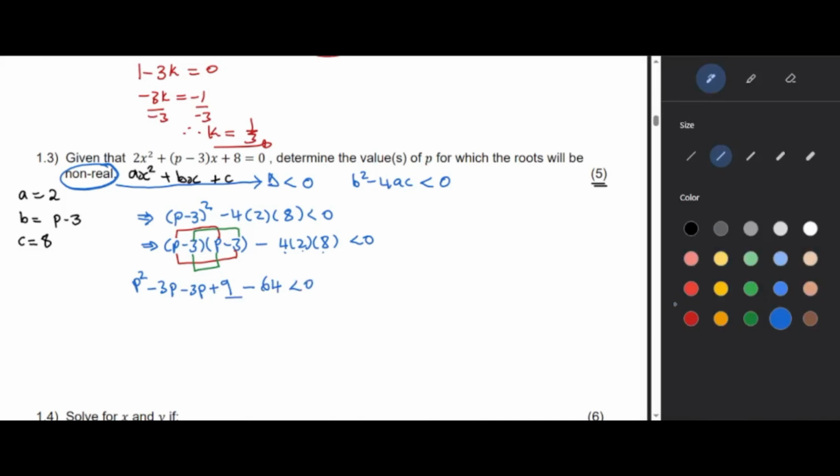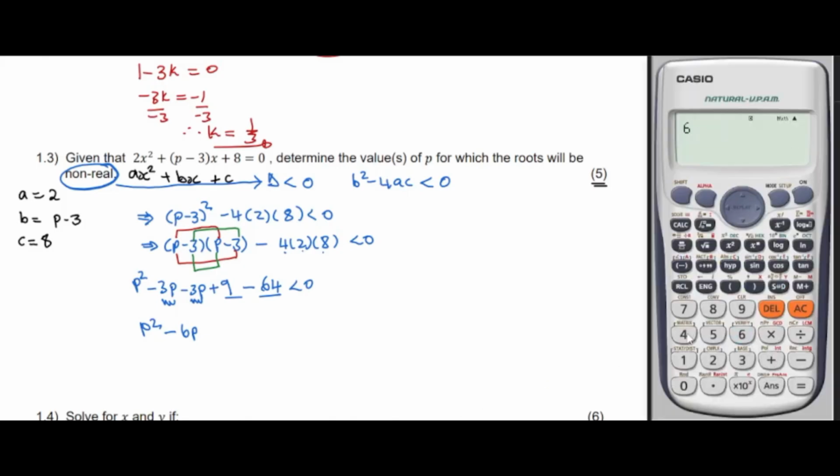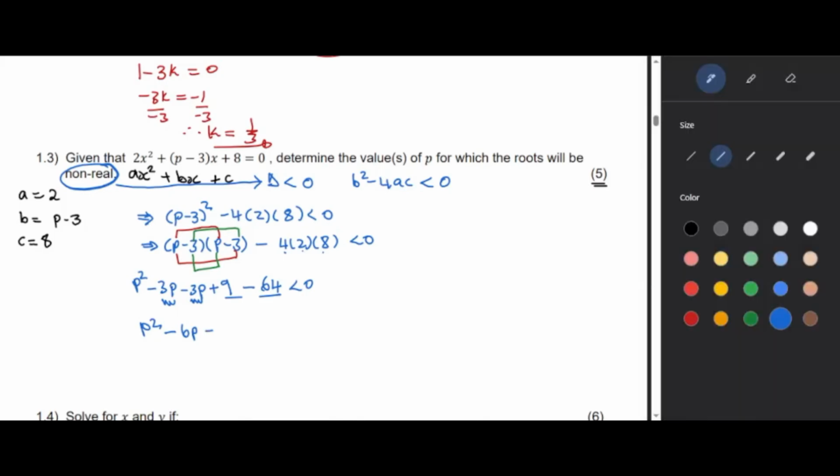Do we have the like terms? Yes. Add those like terms. What do we get? P squared minus 6p, then minus 9 minus 64. Let's quickly confirm that. Okay, so it's 9 minus 64. We get minus 55. So this will be minus 55 less than 0.